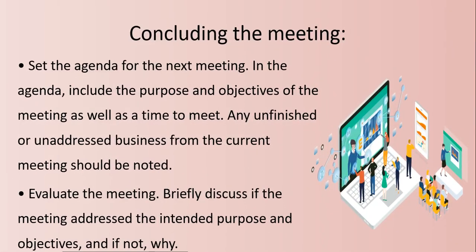Concluding the meeting. Set the agenda for the next meeting, and the agenda should include the purpose and objectives of the meeting as well as a time to meet. Any unfinished or unaddressed business from the current meeting should be noted. Evaluate the meeting. Briefly discuss whether the meeting addressed its intended purpose and objective, and if not, why.